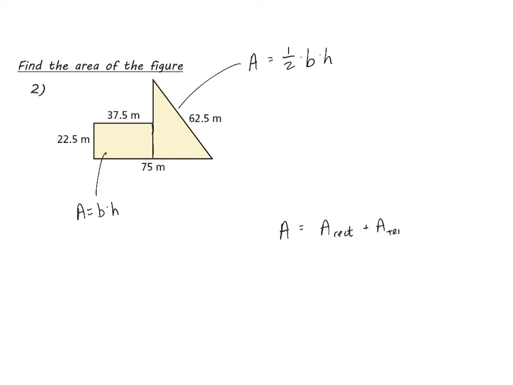So first, let's find the area of our rectangle. The area of the rectangle is base times height. So let's look at our base and our height. Our base will be this length, which is 37.5.